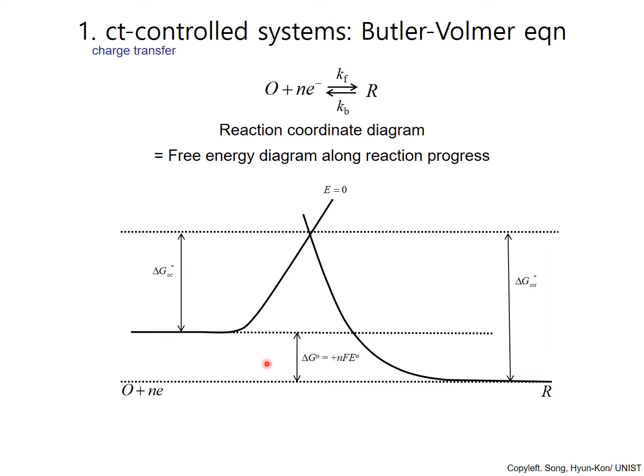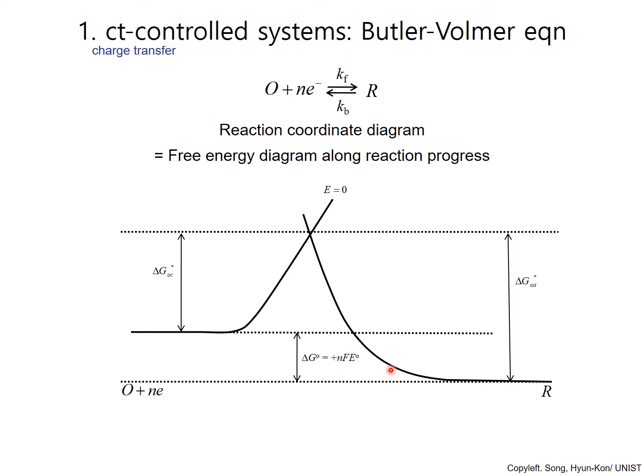How about the third one? This is the free energy change between the product, here the reduced species, and the reactant, here the oxidized species with electrons. So let me say, without any applied potential into the system, the Gibbs free energy change is nFE0. I mean the standard Gibbs free energy or standard reduction potential before you have an applied potential into the system. That is the situation before you have an applied potential.